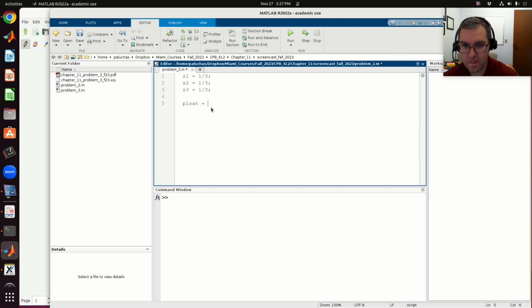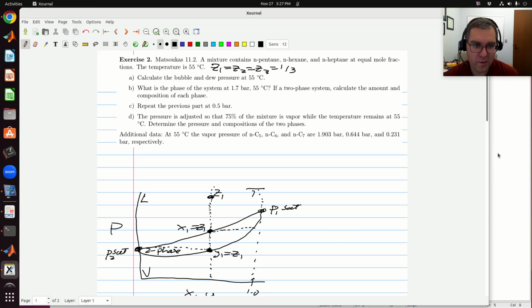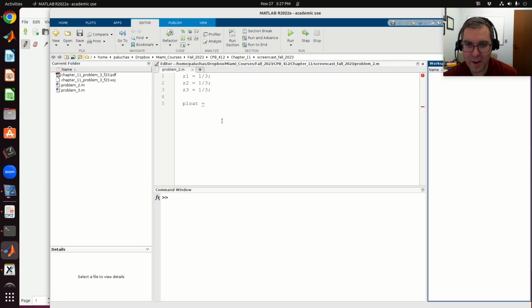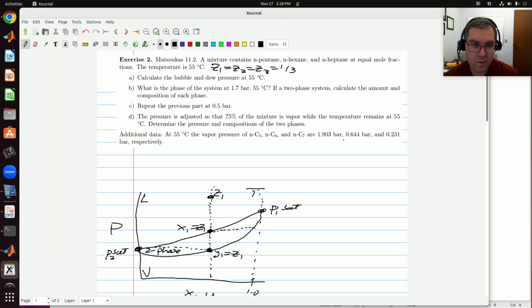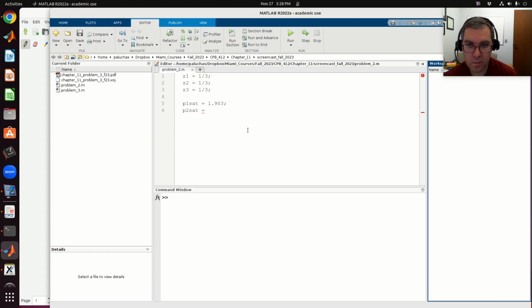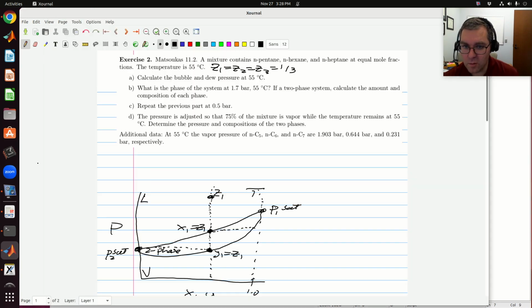P1 sat. Now let's see, all the pressures are in bars, so my answer is going to be in bars. It's 1.903. P2 sat is 0.644. And P3 sat is equal to 0.231.